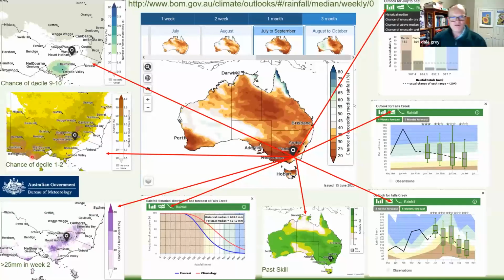It's available for weeks, fortnights, months, and seasons out to about 4 months and even 5 months if you go with this product. And that's for rainfall. You can do the whole thing for maximum temperature and the whole thing for minimum temperature if you're so excited. So an incredibly powerful tool there.